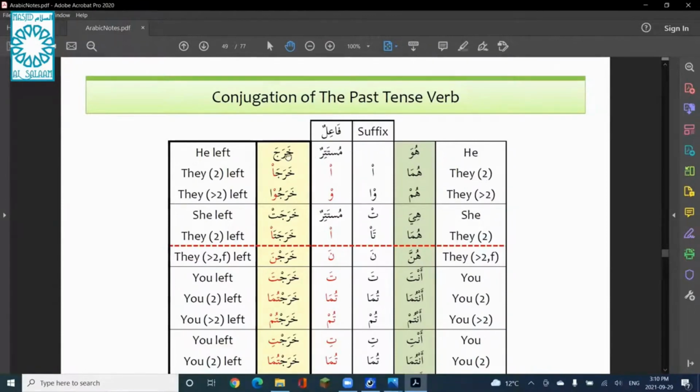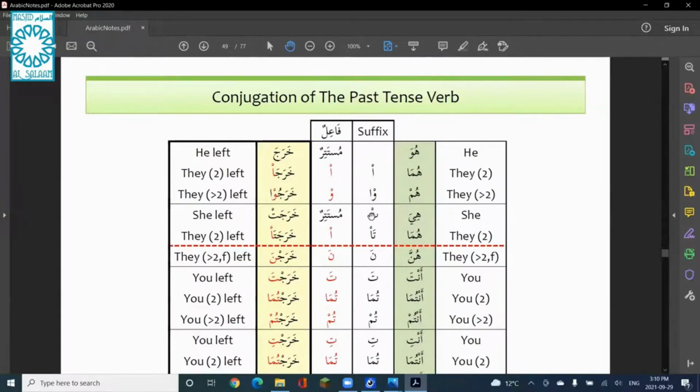Huwa is mustatar. When we say kharaja, we know that huwa is hidden in there. When we say huma, we take the alif with the sakina. When we take the hum, we take the waw and alif, and we say kharaja. Why is there an alif here? I'll explain to you in a second.